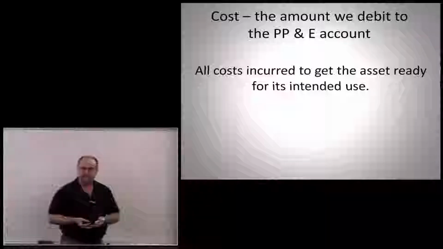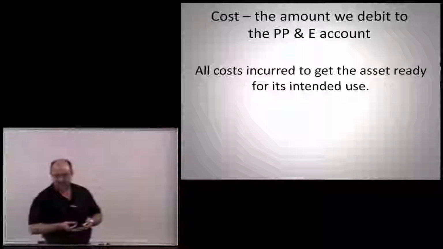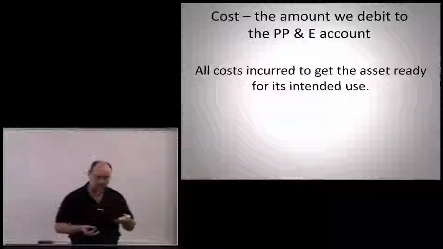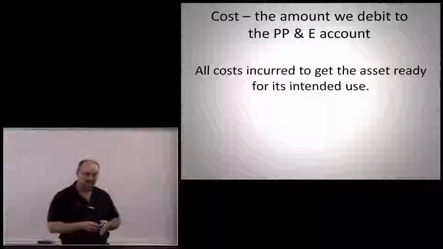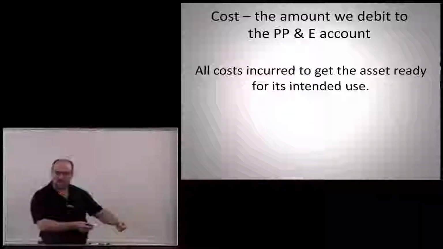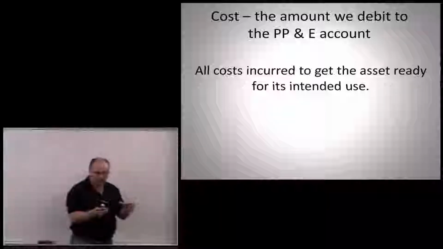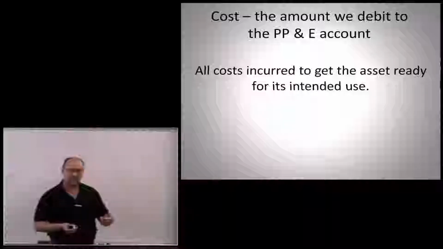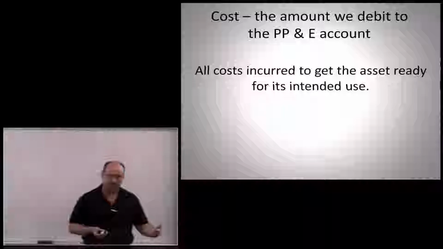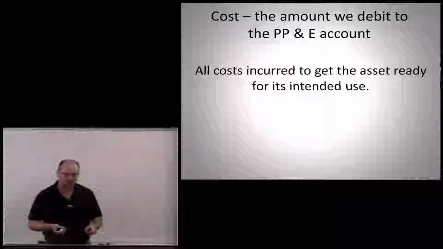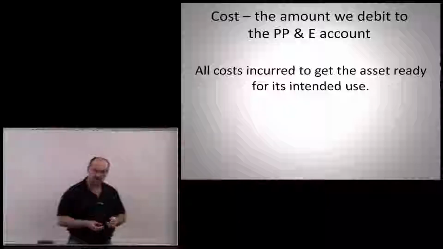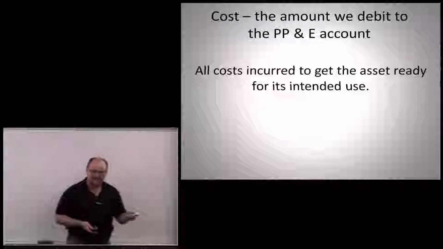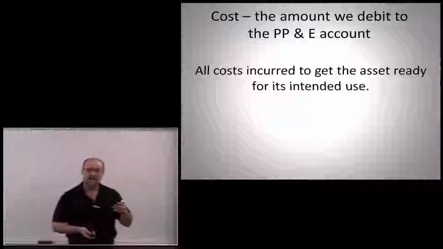For machines and equipment, any sales tax, any shipping costs to get it to our place of business, if we have to bolt it down to the ground, if we have to modify it, if we have to weld some parts onto it so it's doing what we want it to do, all those costs, including testing to make sure the machine's running properly, all those costs get included in the cost of the machine, and that's what gets debited to that account, and then it gets depreciated.